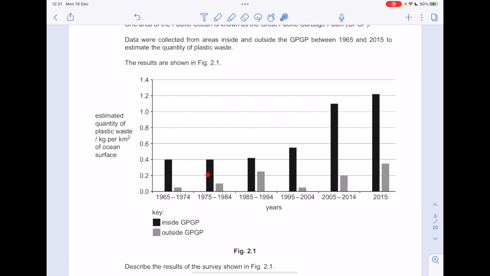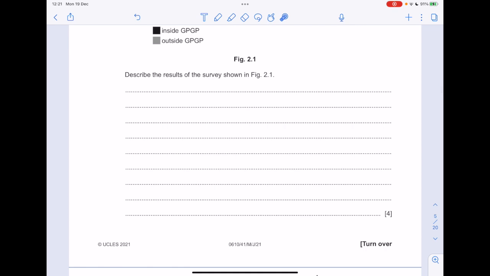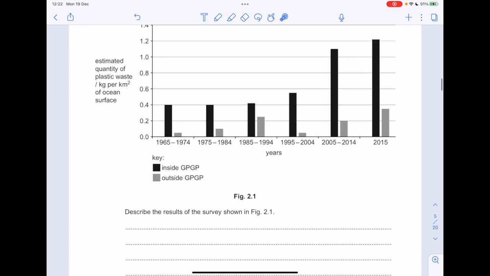Wow, we've got a big increase in the quantity of plastic waste throughout the years inside the GPGP. It's a bit more variable outside of the GPGP. It increases, and then from 1995 to 2004 it decreases before increasing again. Describe the results of the survey shown in figure 2.1. Hopefully you can see that the quantity of plastic waste is always higher inside the GPGP compared with the light grey outside.